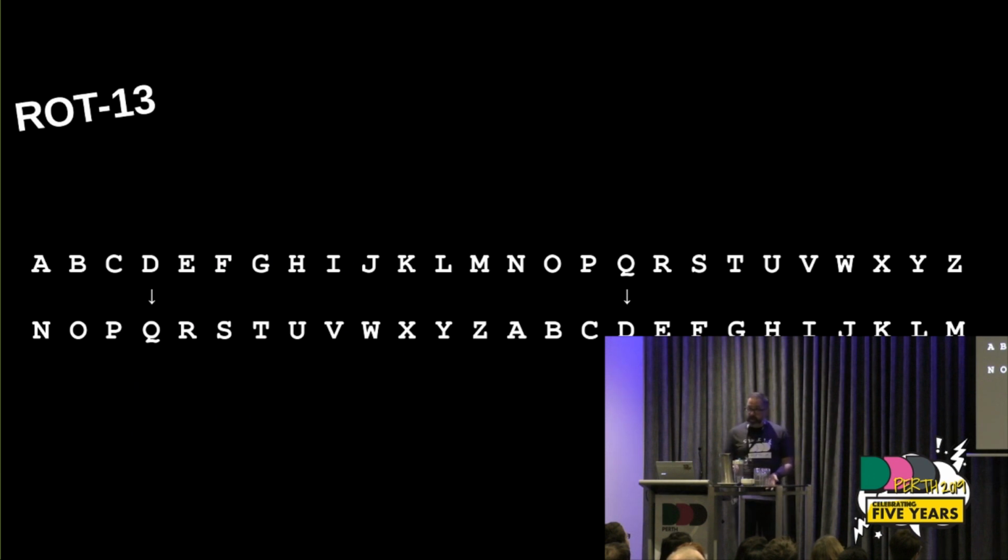The most well-known form of shifting is probably ROT13. And it has the added benefit of being symmetric. So encrypting is basically exactly the same thing as decrypting. So for instance, if you encrypt D, it goes to Q. But if you encrypt Q, it goes back to D. So, in that sense, it's symmetric.